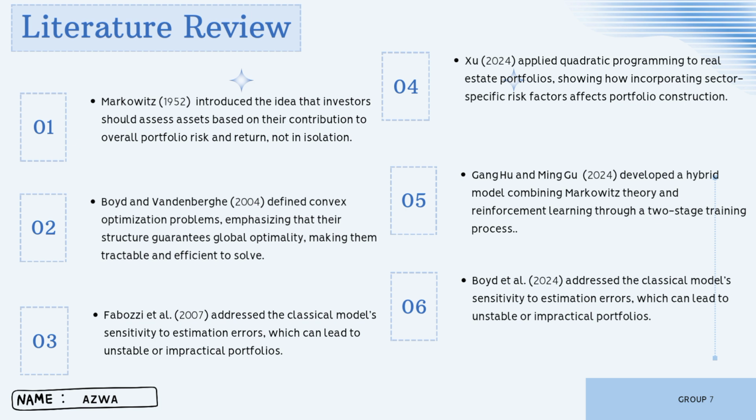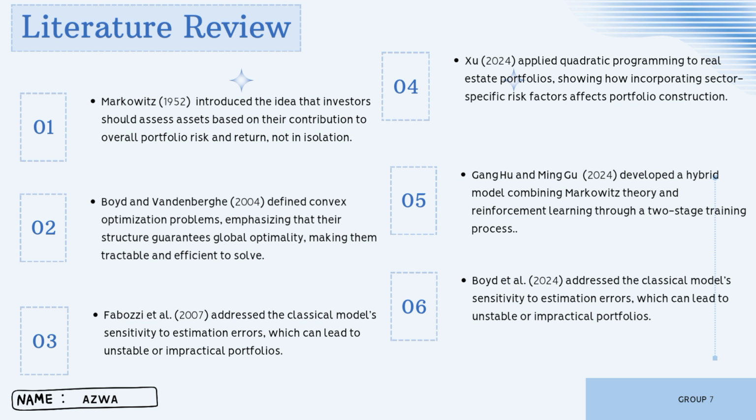Fourth is Zhu 2024, who applied quadratic programming to real estate portfolios, showing how incorporating sector-specific risk factors affects portfolio construction. They found that optimization produces more stable and diversified real estate portfolios compared to equal weight strategies.